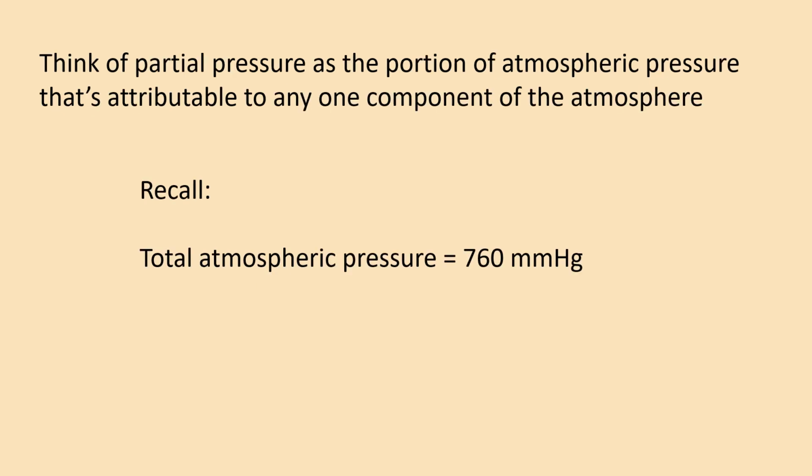So if total atmospheric pressure at sea level is 1 atmosphere or 760 millimeters of mercury, we can think about the partial pressure of each of the gases that make up that mixture known as atmospheric air. So the partial pressure of nitrogen, for example, is the portion of atmospheric pressure that's attributable to nitrogen. So what proportion of this 760 is due to the presence of nitrogen? What proportion of 760 is due to the presence of oxygen, and on down the line?